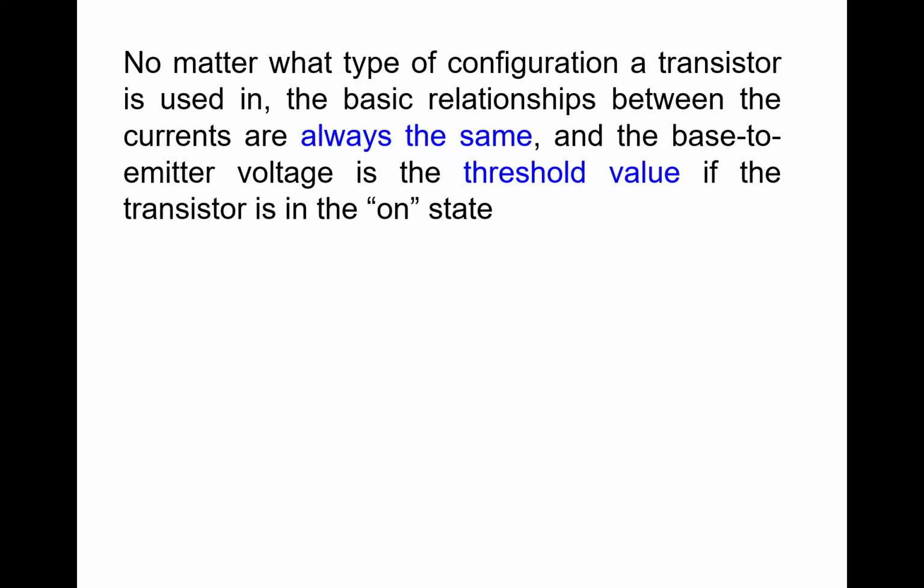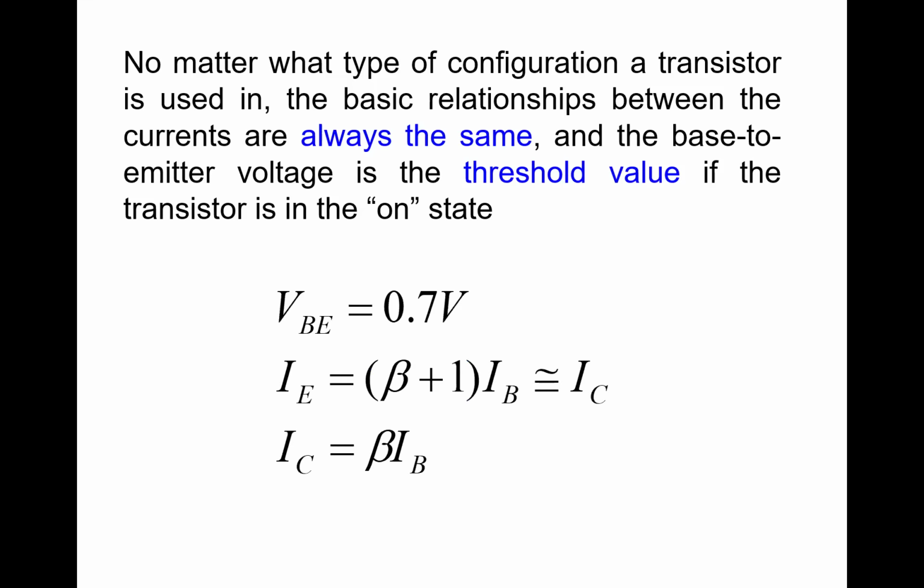No matter what type of configuration of a transistor is used in the circuit, the basic relationship between the current components is always the same, and the base to emitter voltage has a threshold value. This threshold value is the VBE value. VBE is the voltage between base and emitter. It is approximately 0.7 volts for silicon and 0.2 to 0.3 volts for germanium. Here, this VBE voltage is equal to 0.7 volts.